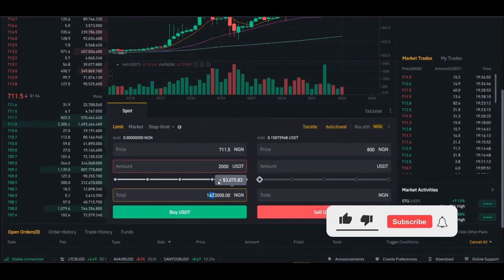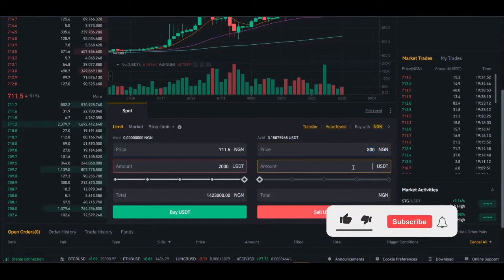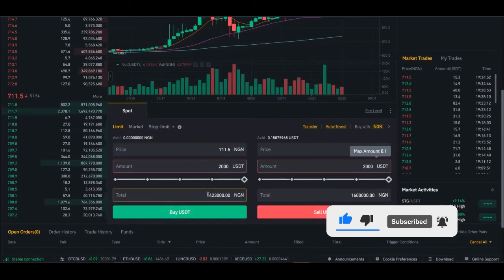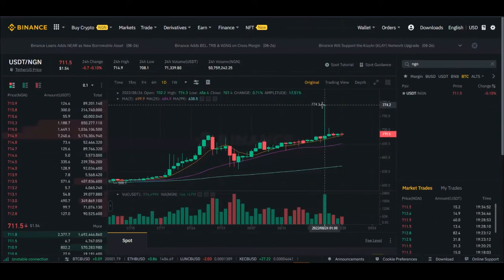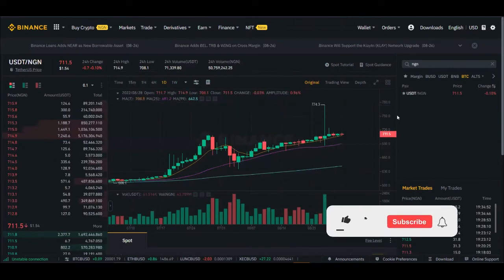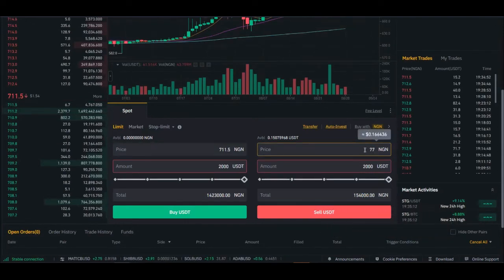Now, if you sell this same 2,000 USDT back to Naira at 800 Naira, the same 2,000, from 1.4 million that will give you 1.6 million. What if you sell it at the highest I'm seeing here, 774? Let's not look at 800. Let's say it goes back again to 774 or even 770 Naira.